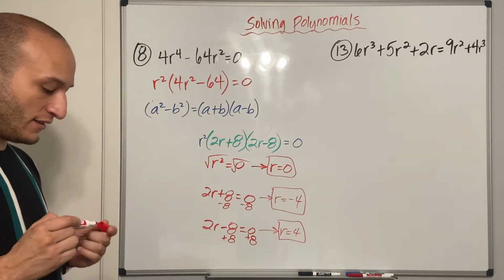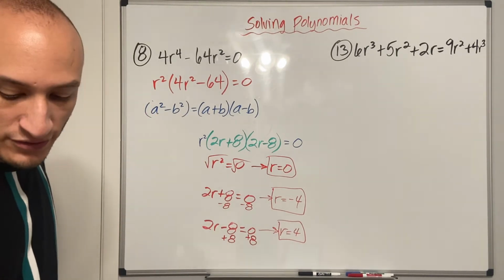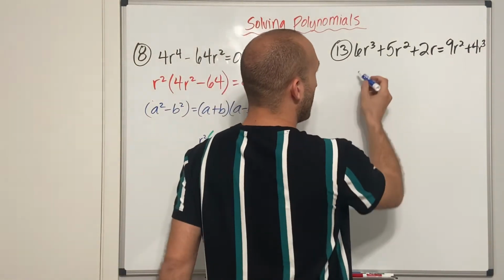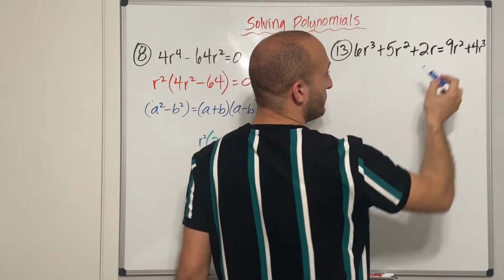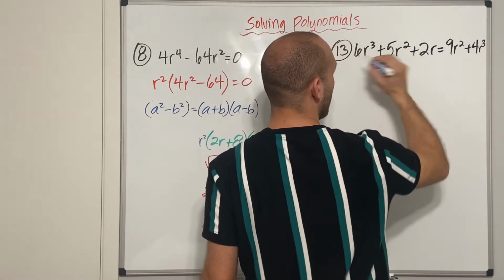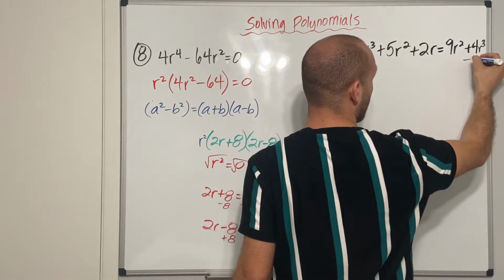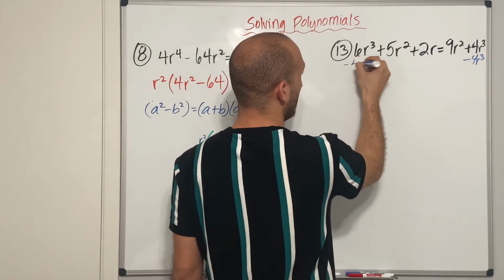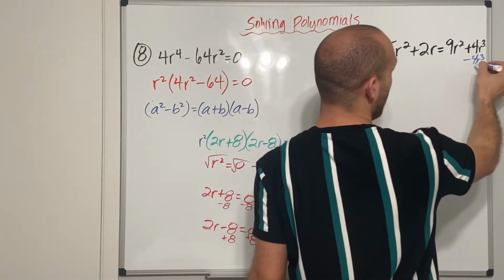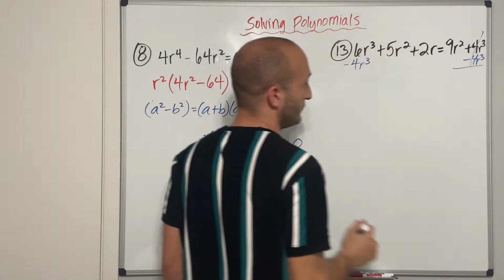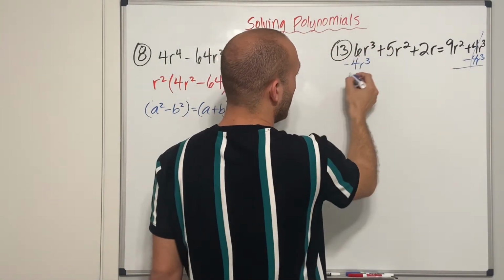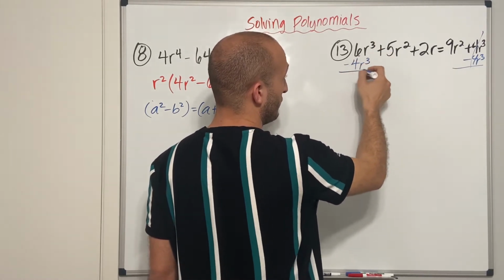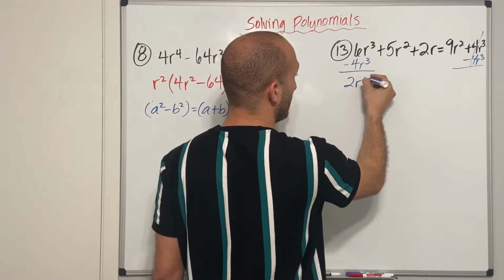Now let's look at the next problem. Let's start off by combining like terms. I have an r cubed, so I'm going to bring this over here and leave that to 0. I'm going to bring these over by adding 4r cubed. The reason why I add here is so that this becomes 0. And then here I just have 6r cubed minus 4r cubed, which becomes 2r cubed.